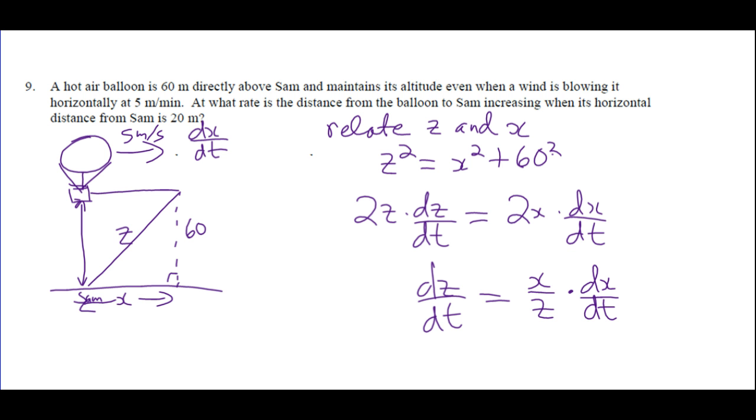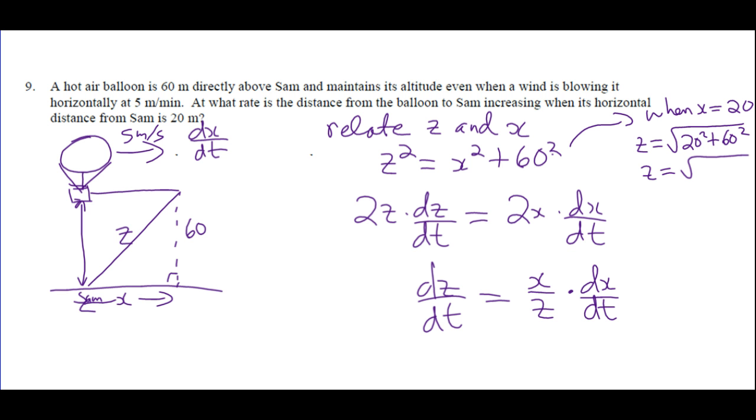But we can figure out z, right? We know that x is 20, so here, let's go over here. Say when x is equal to 20, then z is the square root of 20 squared plus 60 squared, right? Because we need a z down here. We know x, we know this, we know this. We don't know this, but we can figure it out, right? When x is 20, we can figure out z, so let's do that.